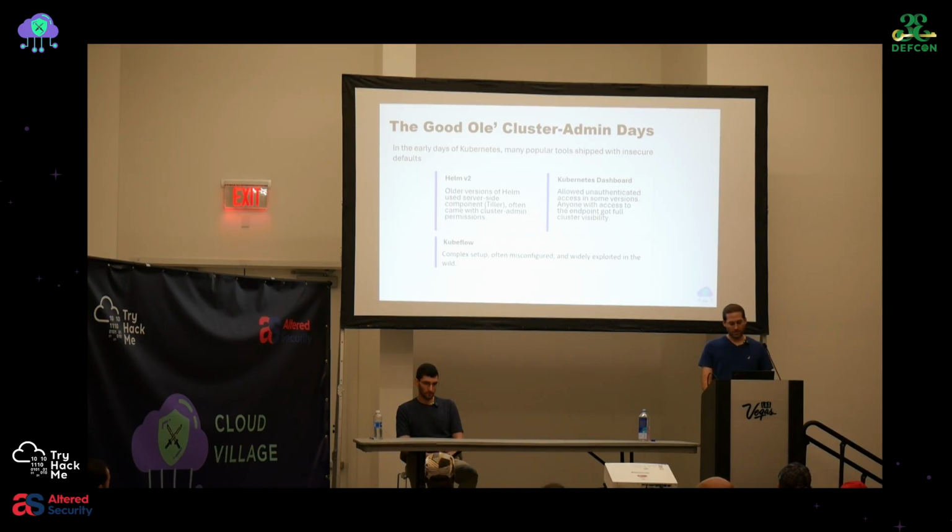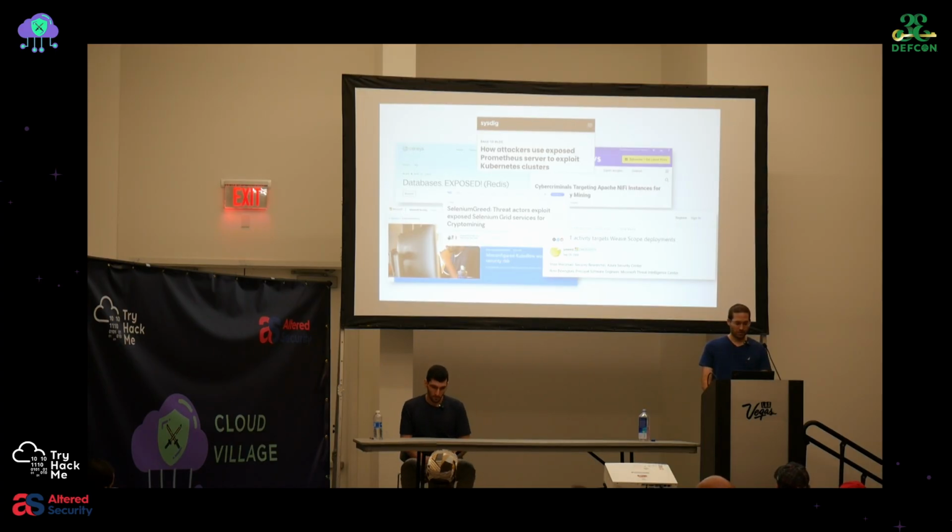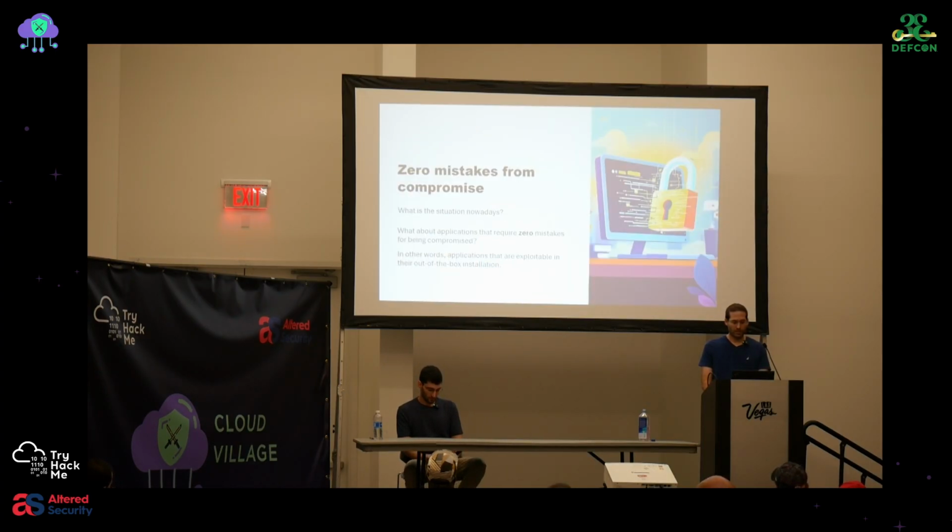What's common to all of these examples is that, on one hand, they operated with very high privileges, and on the other hand, they didn't offer built-in authentication. Workload owners were basically only one mistake from being compromised. And here are some screenshots of blogs and reports about misconfigurations that were exploited.